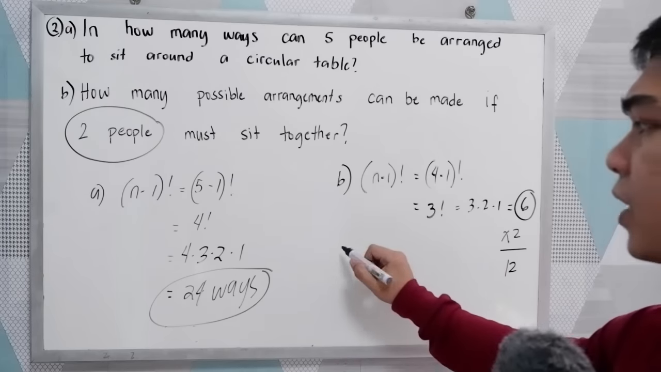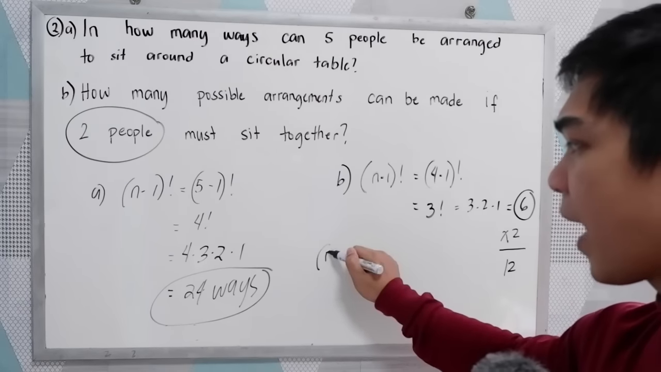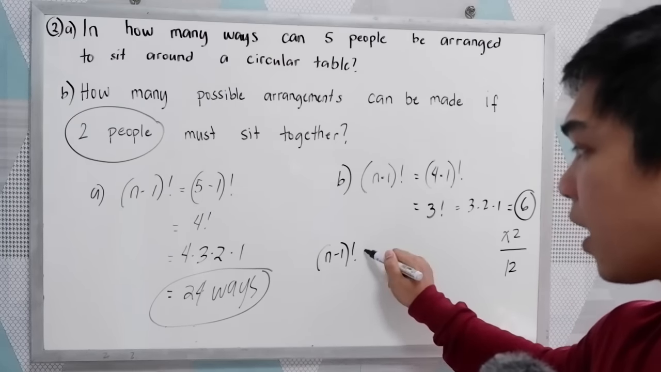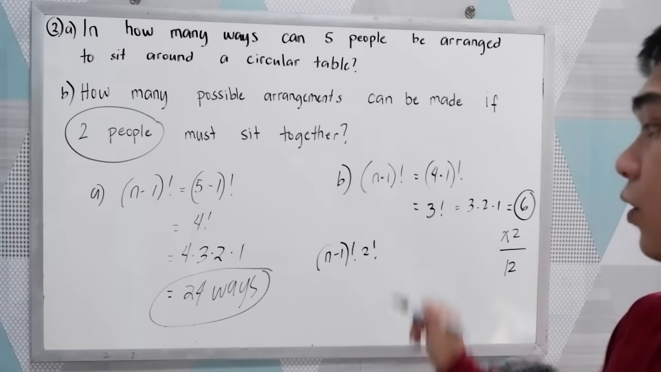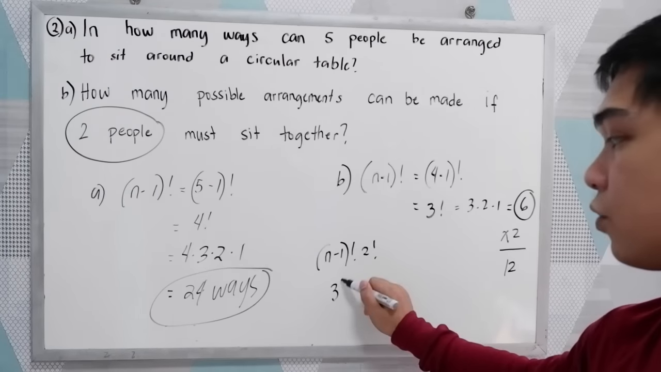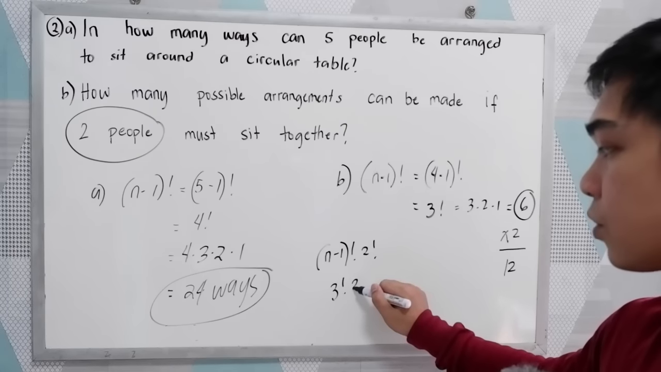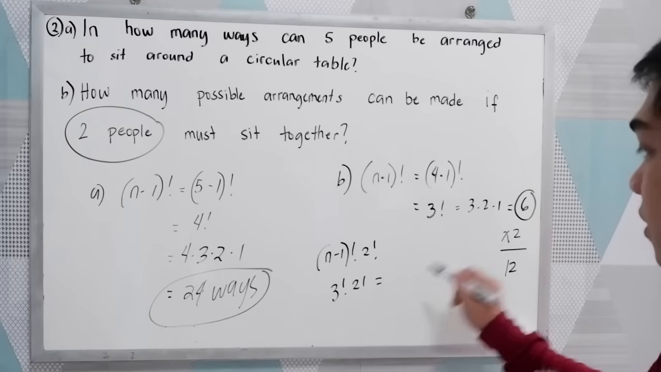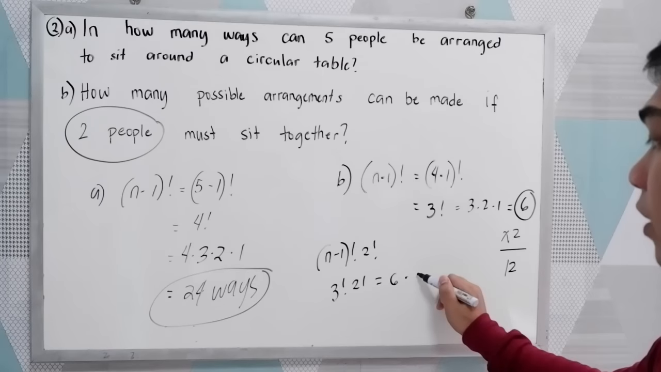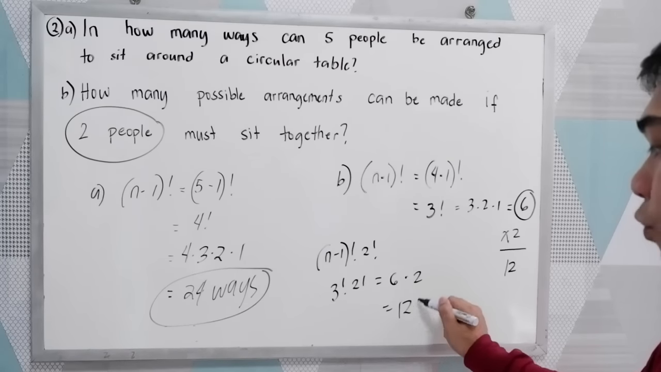So in our formula here we have n minus 1 factorial, then the 2 people we can interchange, 2 factorial. That's why we have 3 factorial times 2 factorial. And 3 factorial is 6 times 2 factorial is 2, so we have 12 ways.